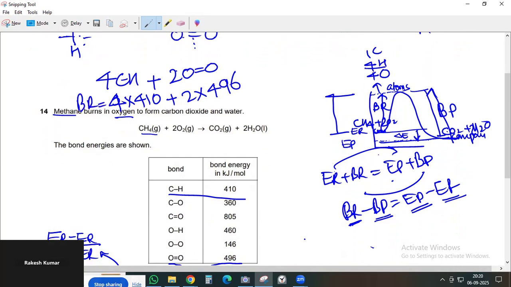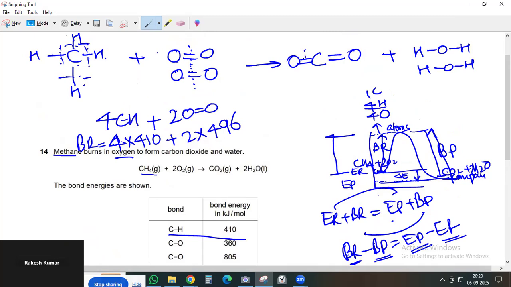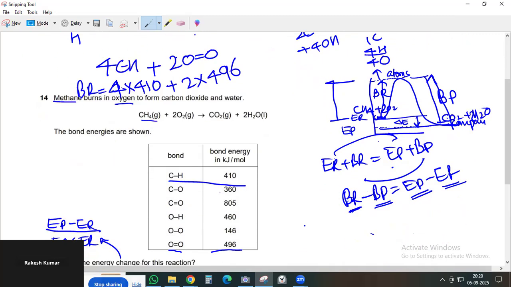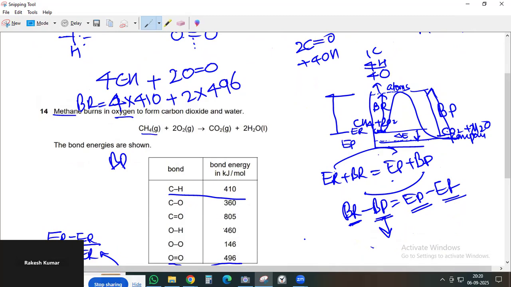What is bond forming? What bonds am I forming? I am forming two CO bonds, and I am forming one, two, three, four OH bonds. So BP is 4 into OH, 460, plus 2 into CO. So now I have to do BR minus BP. I will first add this and get this.